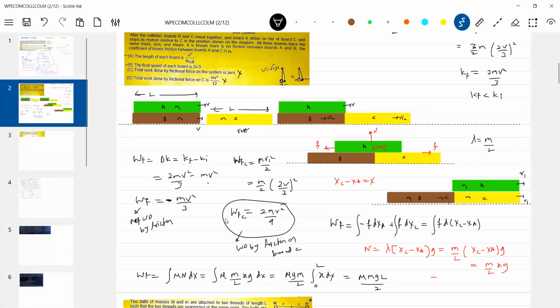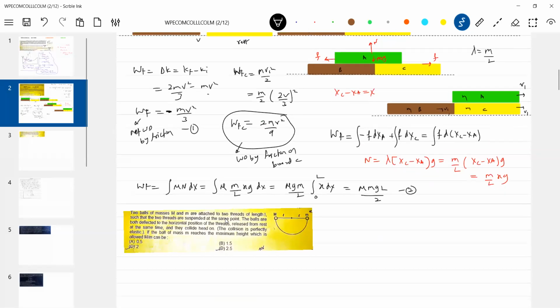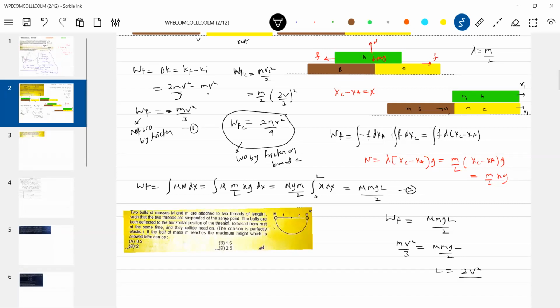So on the other side, we know the net work done by friction. Substituting that, we'll get the expression for this. That's equation 1, I'll write it. I'll go to the next page. So this will become mv square by 3, and the length of the plank will be 2v square by 3 mu g.